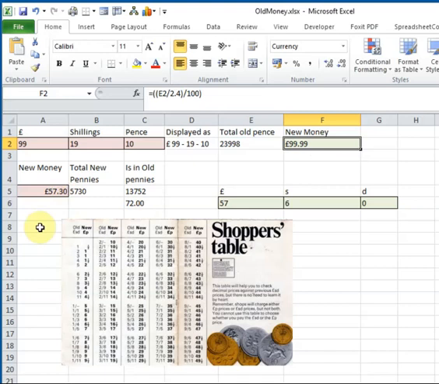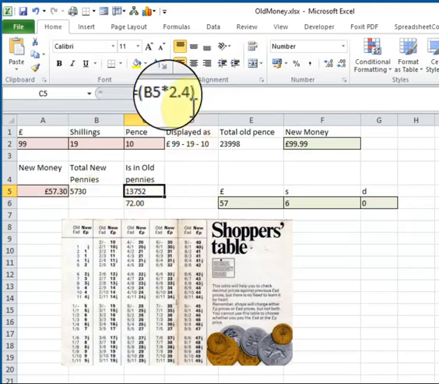Converting back the other way uses the same basic method, but needs two other functions which you may not be familiar with. The first step is to find out the number of new pennies there are in the value that you wish to convert, and this is very easy to do. You're just multiplying by 100. The reason: there are 100 new pennies in each pound. The second step is to convert this into real money using the same factor as before. You multiply by 2.4.